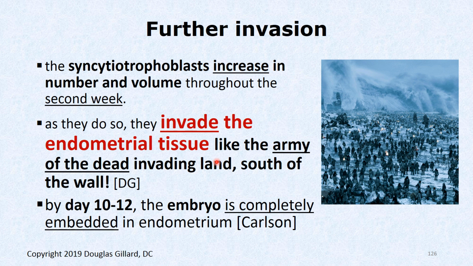Let's pull ourselves all the way into the endometrium. So the syncytiotrophoblasts are going to increase in number and volume, and as they get stronger, they literally pull that embryo inside the endometrial tissue, or they invade the endometrial tissue like the army of the dead invading the land south of the wall, right?